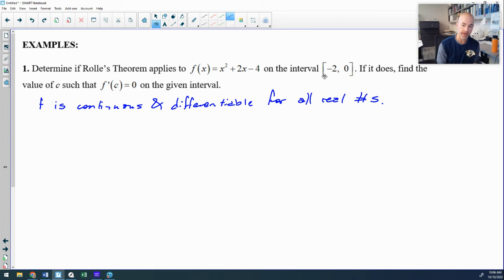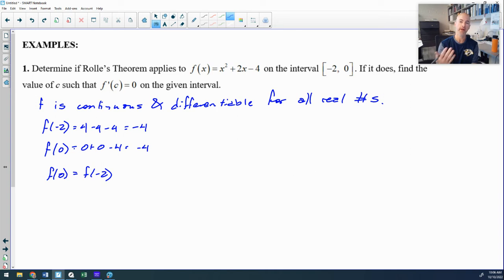Next, I want to see, does f of a equal f of b? So f of negative 2: negative 2 squared is 4, 2 times negative 2 is negative 4, minus 4. Look at all the 4s, it is equal to negative 4. Okay, let's plug in 0. F of 0 is equal to 0 squared plus 2 times 0 minus 4, and we get another negative 4. So it is true that f of 0 does equal f of negative 2. The function is continuous and differentiable. Therefore, Rolle's theorem does apply, and we now need to find the value of x on the interval negative 2 to 0 such that f prime of c is equal to 0.